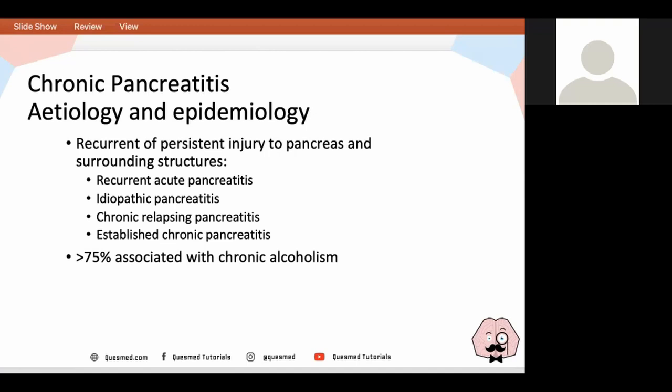And finally, patients with established chronic pancreatitis present with your typical features of abdominal pain, radiating to the back, vomiting, and reduced pancreatic function. And that includes reduced pancreatic exocrine and endocrine function and their subsequent sequelae. So for example, steatorrhea and diabetes.